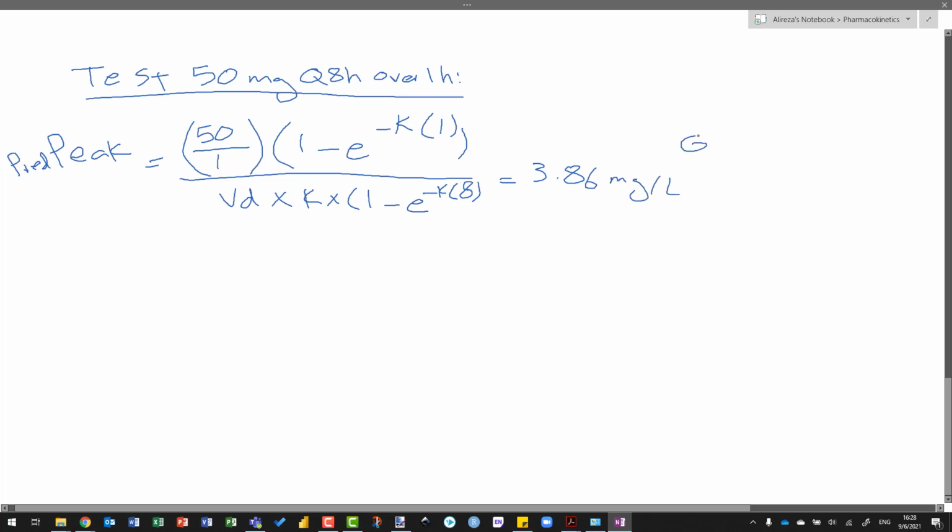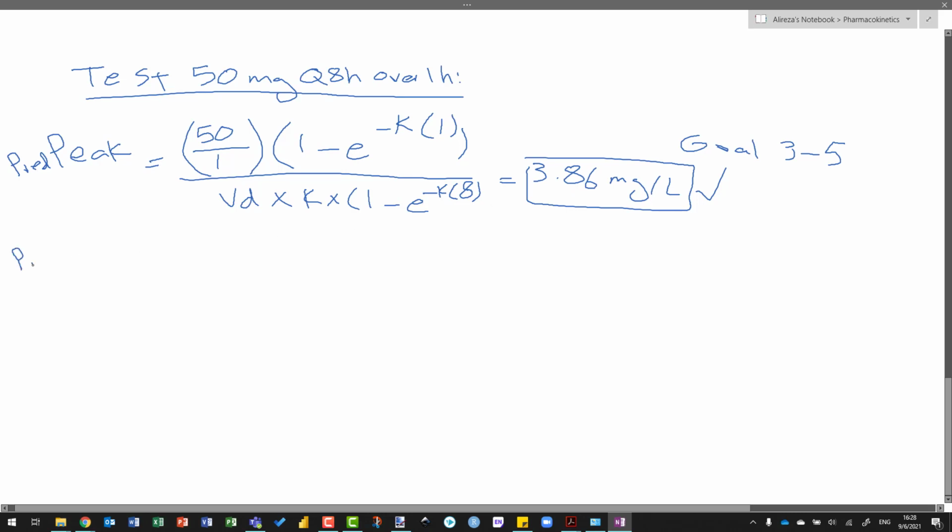milligram per liter. Now our goal was 3 to 5, so this is within goal. This is something we like, as long as it's equal to or greater than 3 and equal to or less than 5. So this is a good peak.